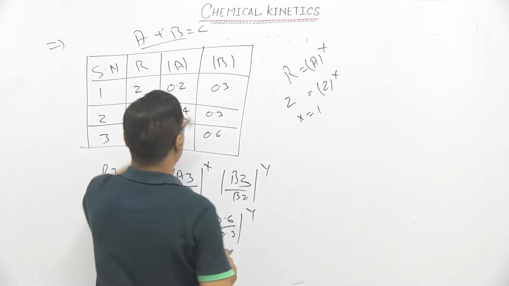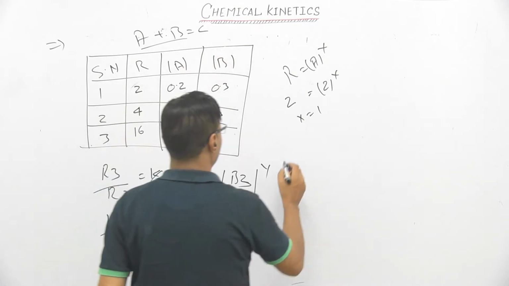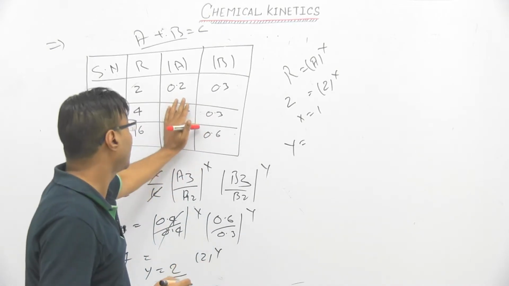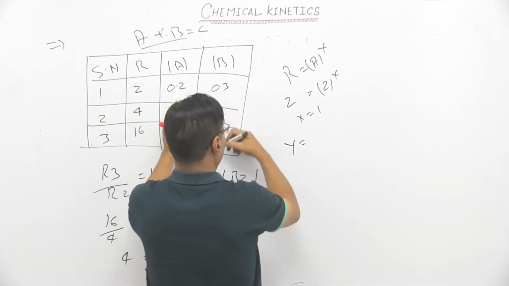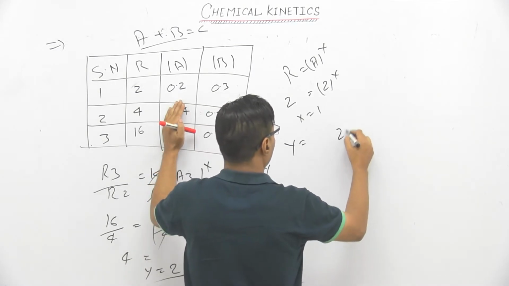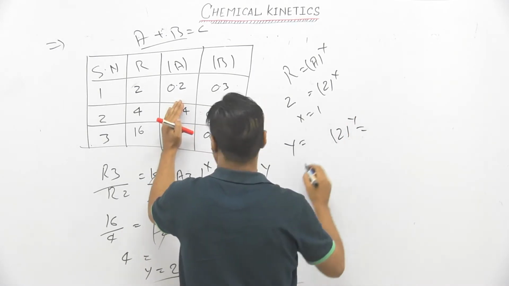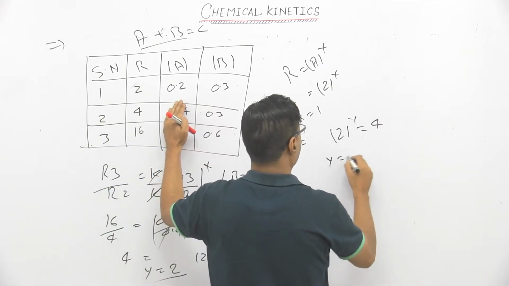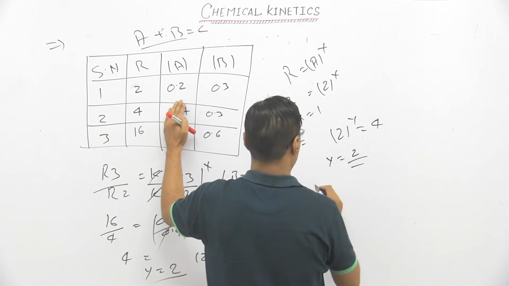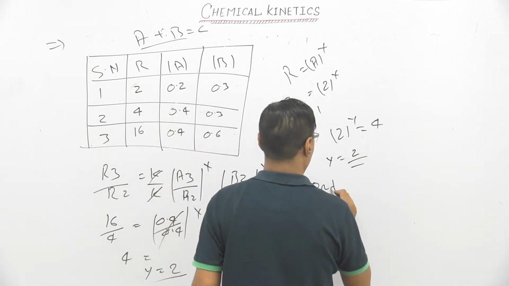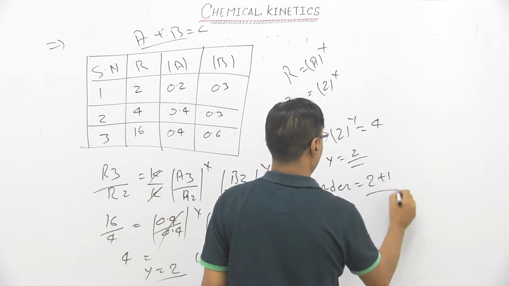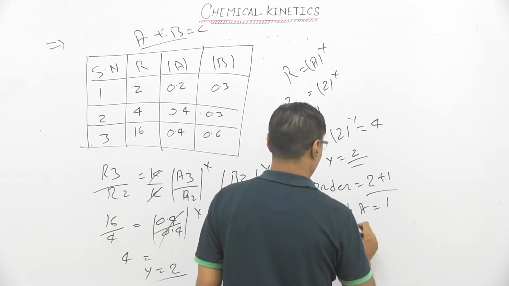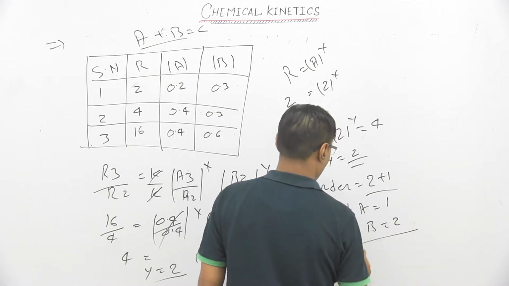Now we need to find out the constant value of y. For that, keep the hand here. What is the change in concentration? It's 2 raised to power y, which is equal to 16 by 4, that is equal to 4. So y is equal to 2. So overall order is equal to 2 plus 1. With respect to A, it's 1. With respect to B, it's 2. Overall 3.